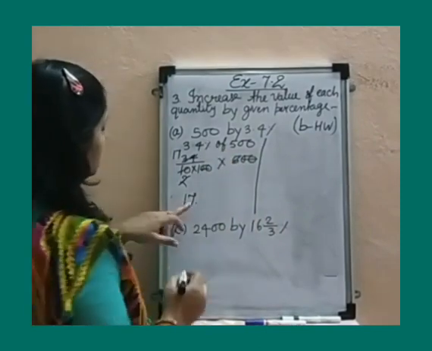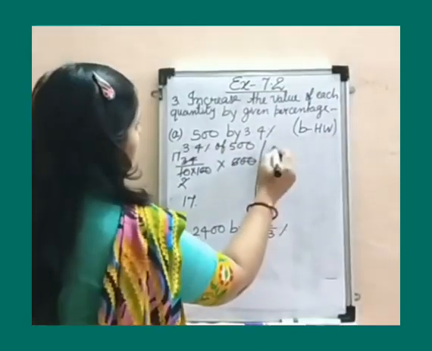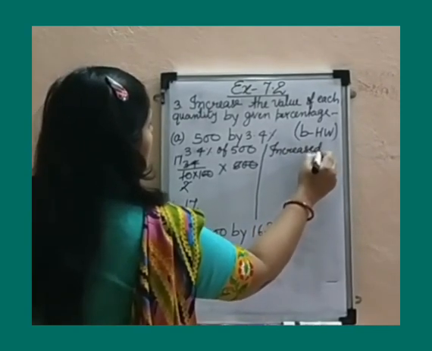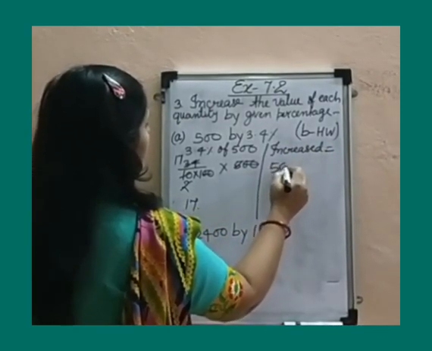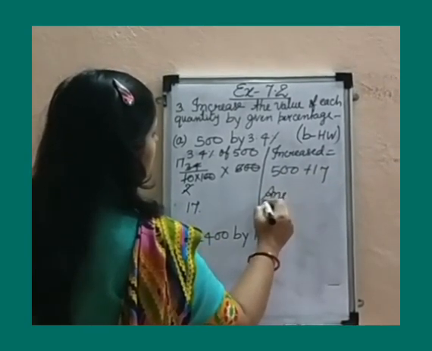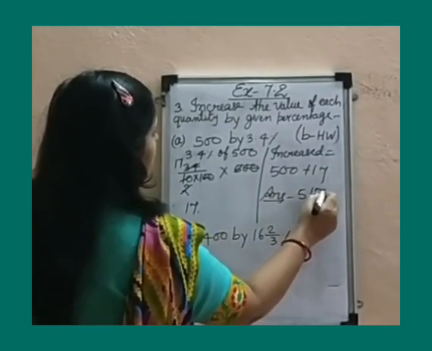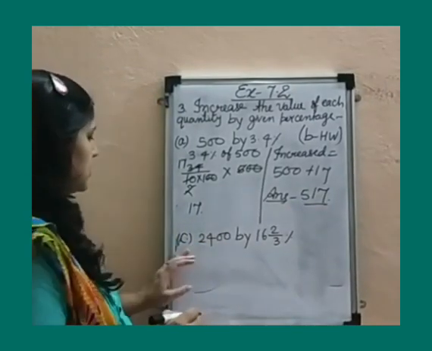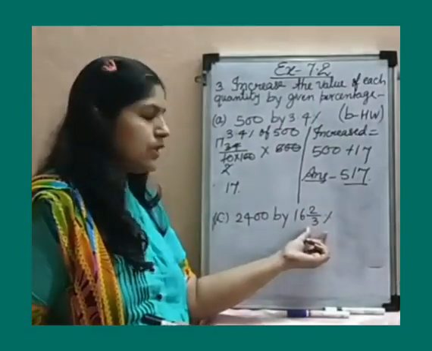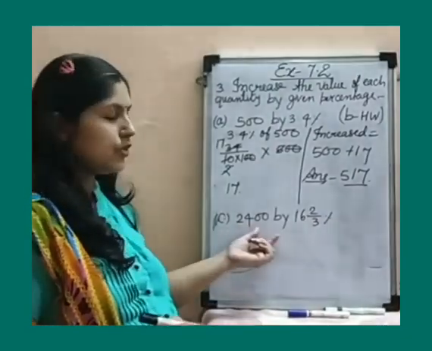But how much is it increased? 17. So increased value equals 500 plus 17. The answer is 517. Next, question C. It means 16 2/3% of 2400.